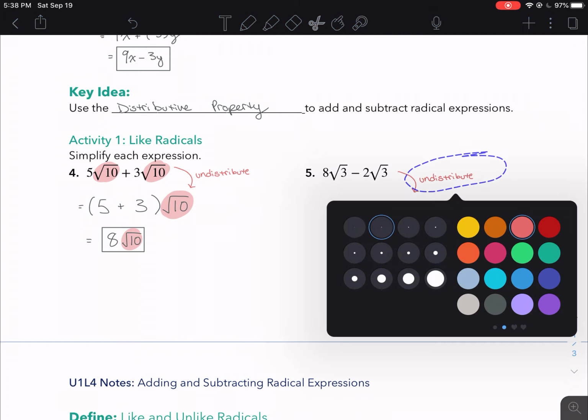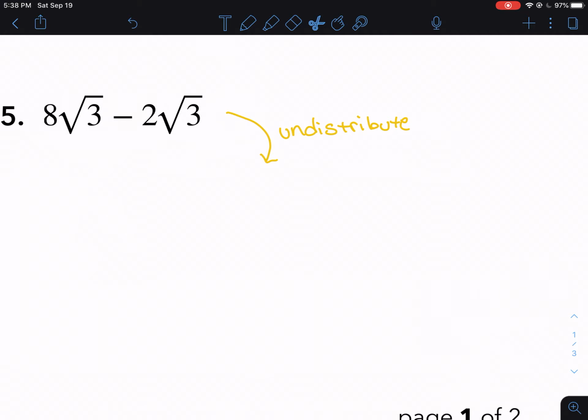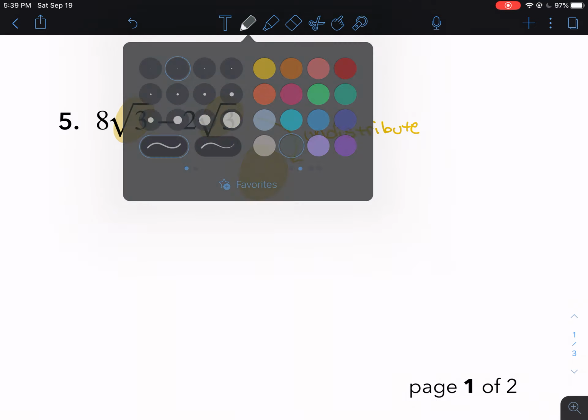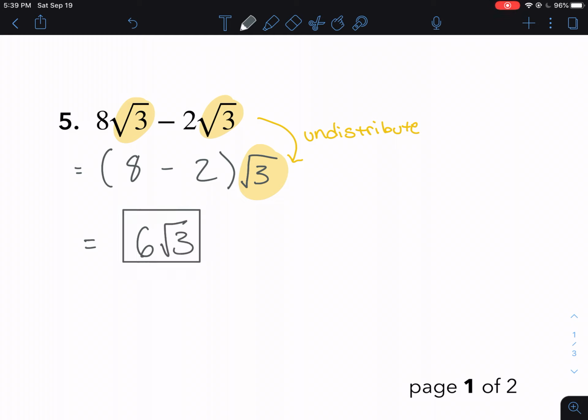We should undistribute, but this time instead of undistributing the square root of 10, we're going to undistribute the square root of 3 because they both have a square root of 3 in common. So we're going to pull that square root of 3 out from both expressions, from both terms, and we're left with 8 minus 2. Last time I checked, 8 minus 2 is 6. So we get 6 times the square root of 3, which is much more simple. Okay? Right.